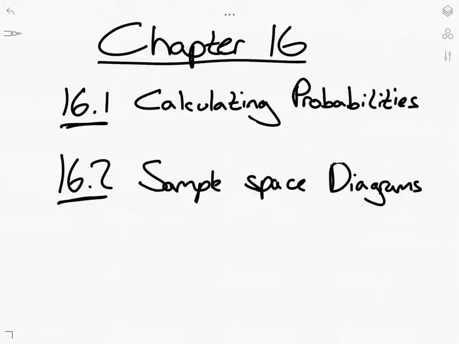Talk through chapter 16. This is my second attempt because the other one didn't have audio. But we're going to go through 16.1, calculating probabilities, and 16.2, sample space diagrams. We're going to talk about the content of each chapter. We're going to do some examples.